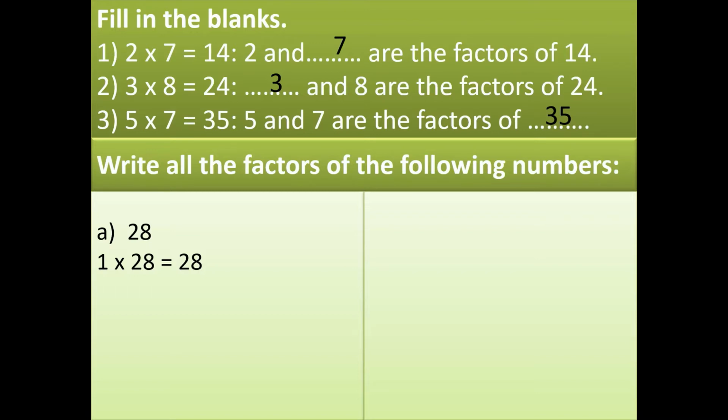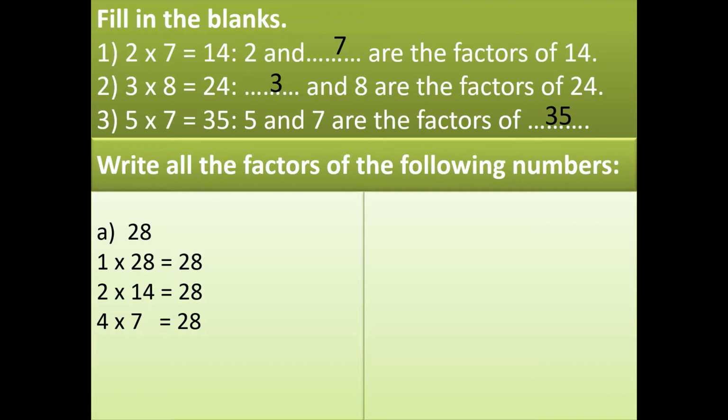Then we move on to 2. Is 28 divisible by 2? Yes, the product can be written as 2 multiplied by 14 is equal to 28. Is 28 divisible by 3? No, it is not. So leave it. Take the next number 4. Is 28 divisible by 4? Yes, and the product can be written as 4 multiplied by 7 is equal to 28.